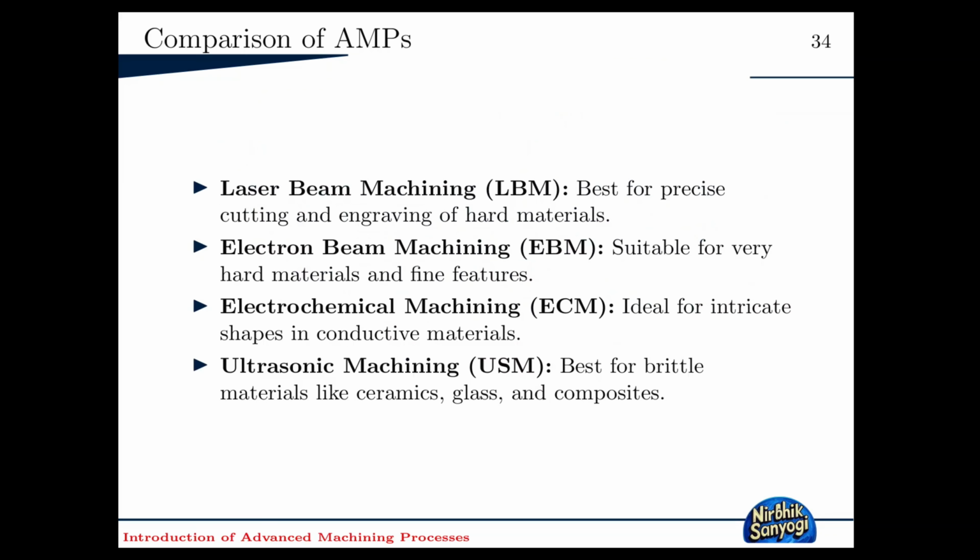So, overall summary of advanced machining processes. Let's say laser beam machining is best for precise cutting and engraving of hard materials. Electron beam machining is suitable for very hard materials and fine features. Electrochemical machining is ideal for intricate shapes in conductive materials. Ultrasonic machining is best for brittle materials like ceramic, glass, and composites.